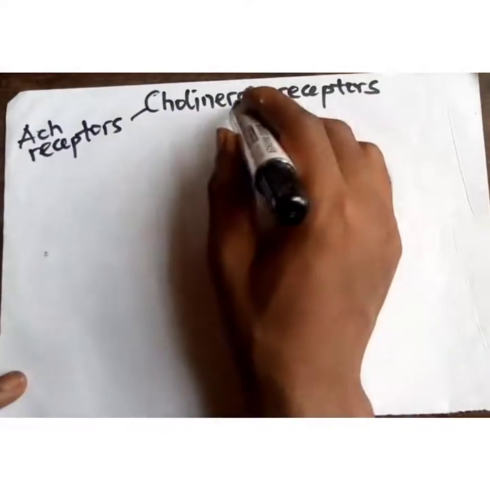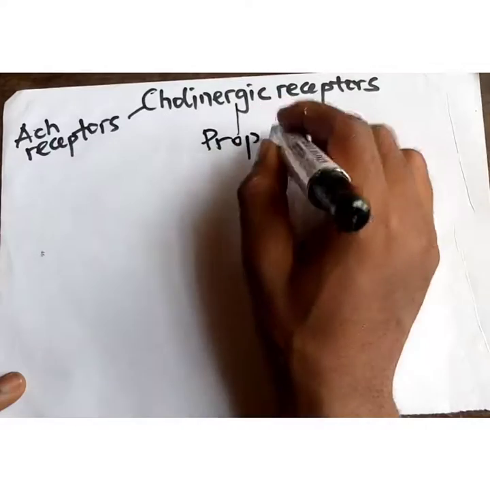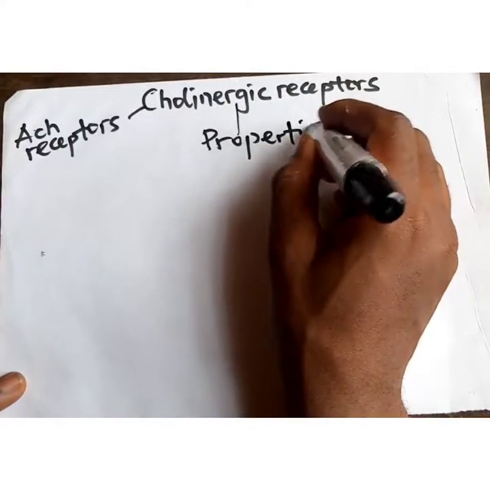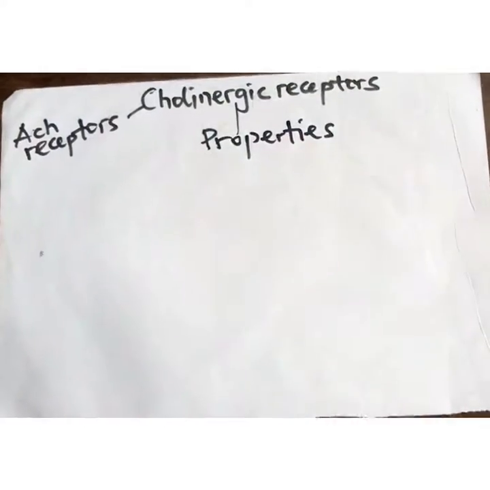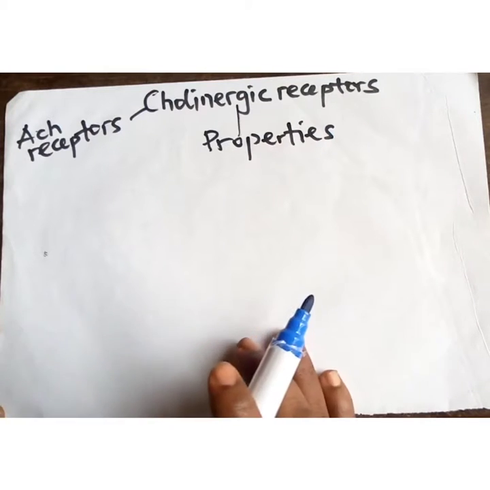So, what are the properties of these receptors? What are the properties of cholinergic receptors? The properties of cholinergic receptors are actually what makes them different from other kinds of receptors, basically.